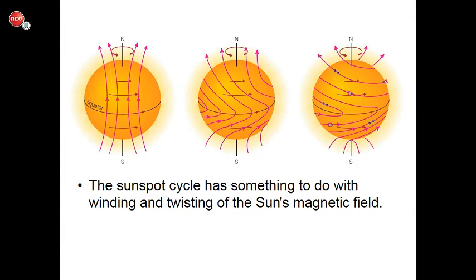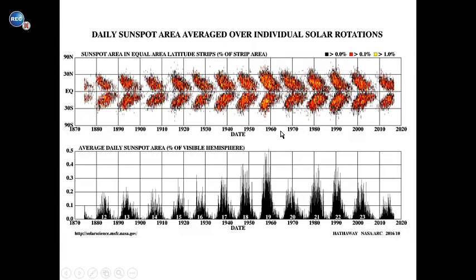This cycle has something to do with the rotation of the sun and its magnetic field. Effectively, the equator rotates a bit faster than the poles. And so the magnetic field gets twisted. It gets bound up a bit. It gets this sort of deformed shape. And then eventually it rights itself again and then comes back to this twisted shape.